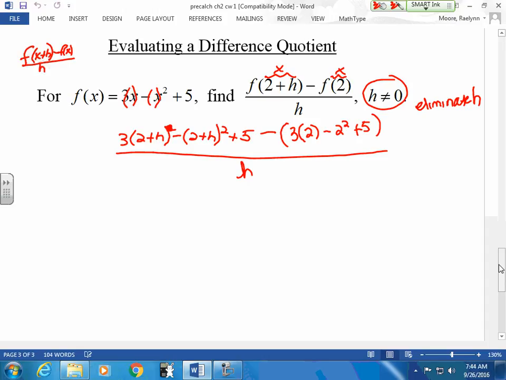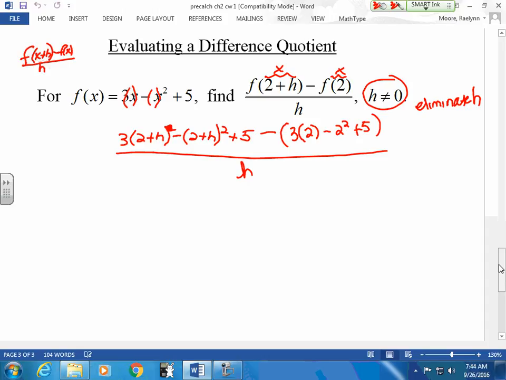you'll actually see why this works. As h approaches 0, what is this going to be? But for now, our goal is to get this reduced so that we can eliminate h, because h cannot be 0, so h is going to give us a problem in that denominator. So our goal right now is just to substitute these things in, work them out, and hopefully that denominator will be canceled out.